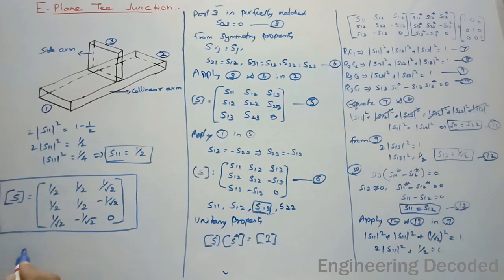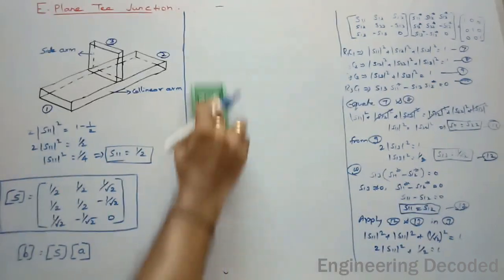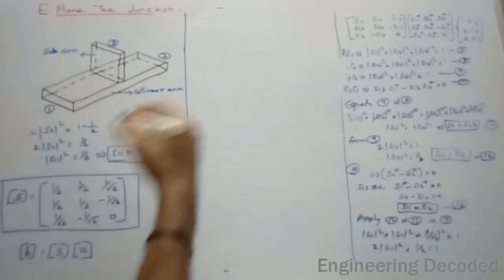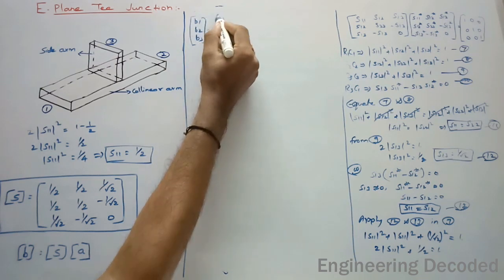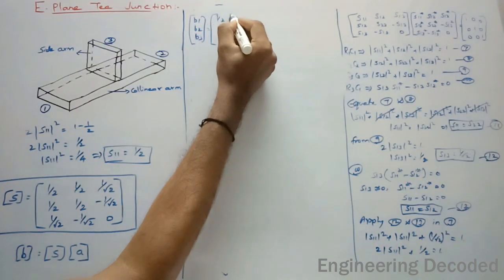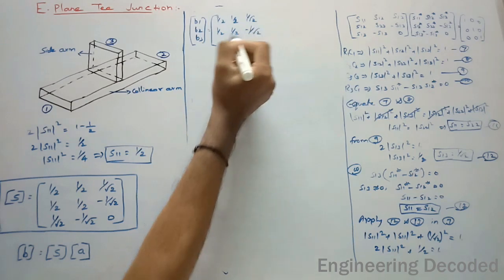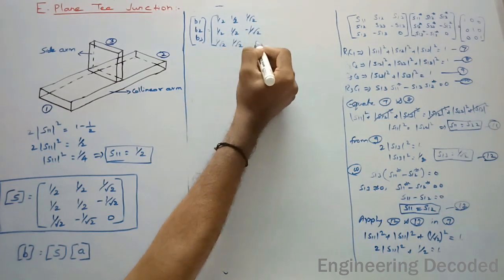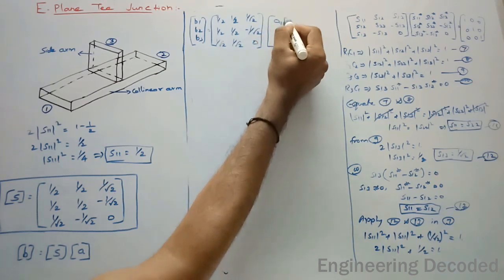Now we know the reflection B is equal to the scattering matrix into the incident wave. So we can write it like this. We have three ports, so B1, B2, B3 is equal to S: 1 by 2, 1 by 2, 1 by root 2, 1 by 2, 1 by 2, minus 1 by root 2, 1 by root 2, 1 by root 2, 0 into A1, A2, A3.